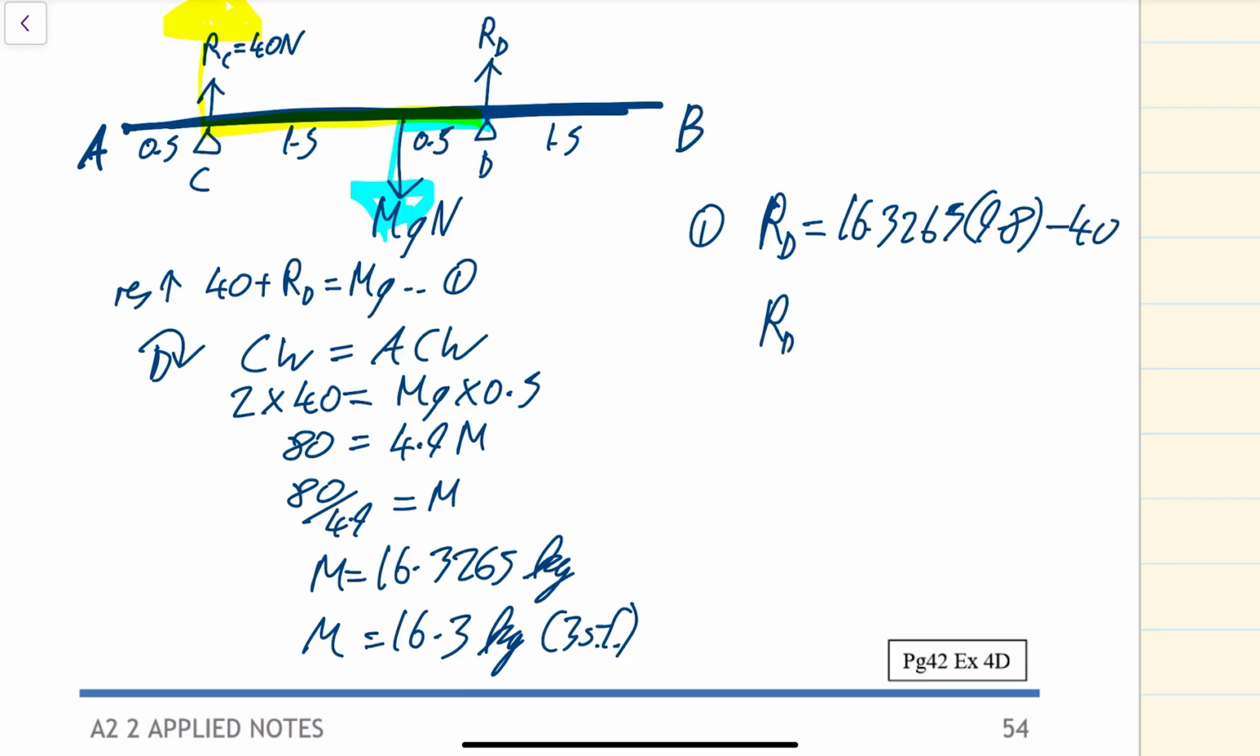And when I worked that out on my calculator, what did I get? I got 160 minus the 40. I got my reaction at D to be 120 newtons. Excellent. Okay, 2 more to go.